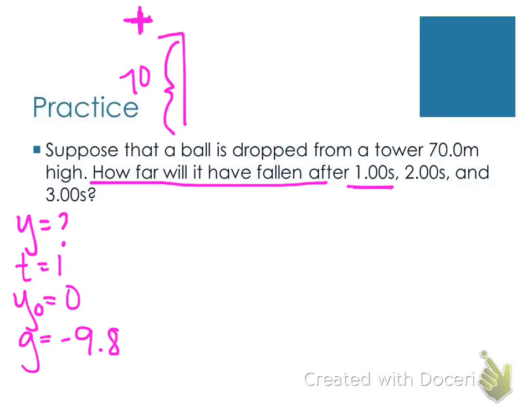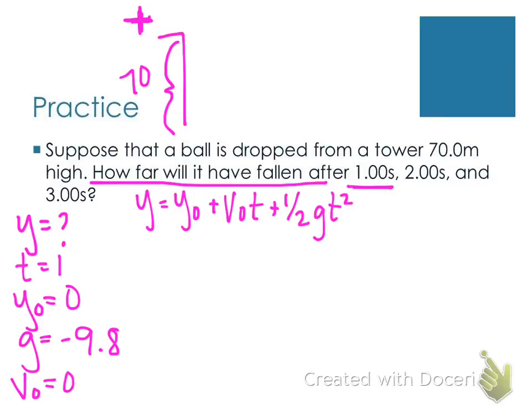And we know one other thing from the word dropped. Yeah? V sub 0 is also 0. Very good. V sub 0 is 0, right? If it's thrown, then it might have some initial velocity, but since it's dropped, it has no initial velocity. So we're missing a final velocity variable, which means that narrows down what equation we can use. I think that second equation, right? y equals y sub 0 plus v sub 0 t plus 1/2 g t squared. Okay, we're solving for y, so we're not using that 70 meters here at all.